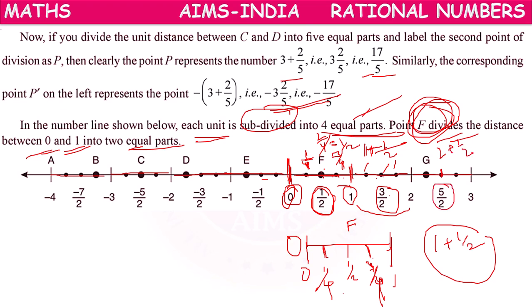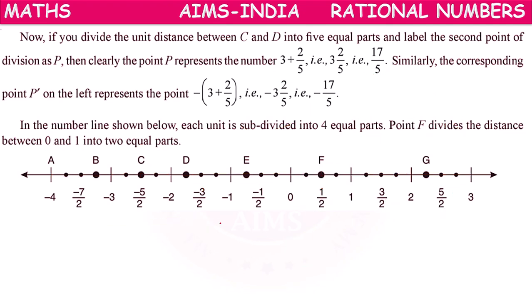So here between 0 and 1, in the middle we can have 1 by 2. Between 1 and 2, in the middle we can have 3 by 2. Between 2 and 3, in the middle we can have 5 by 2. In the same way, minus 1 by 2, minus 3 by 2, minus 5 by 2, minus 7 by 2. Like this we are having the values. So now we know the value of F. In the same way, we have to find the values of A, B, C, D, E, Z.